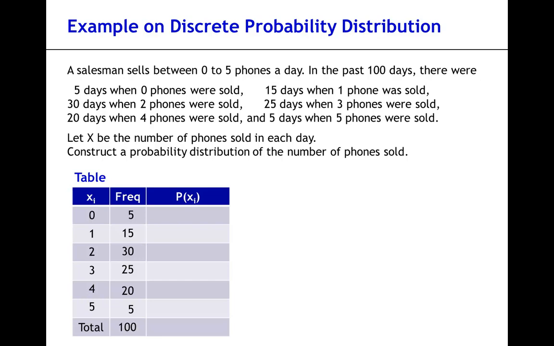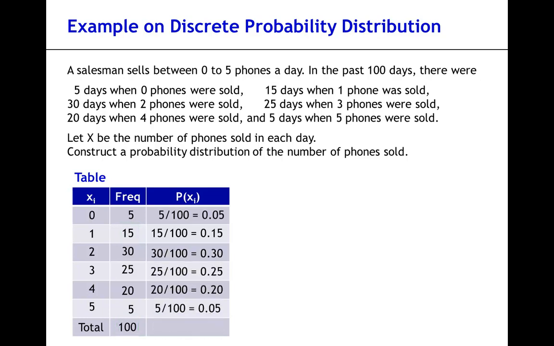To construct the probability distribution, we need an extra new column for the probability. The number of days that 0 phones were sold is 5 out of a total of 100. So the probability is 5 over 100. The number of days that 1 phone was sold is 15 out of a total of 100 days. So the probability is 15 over 100. Do the same for the rest. Check that all the probabilities for this column add up to 1.